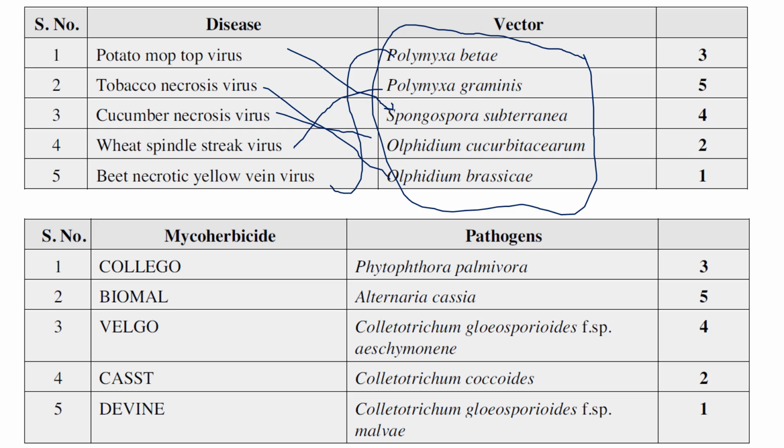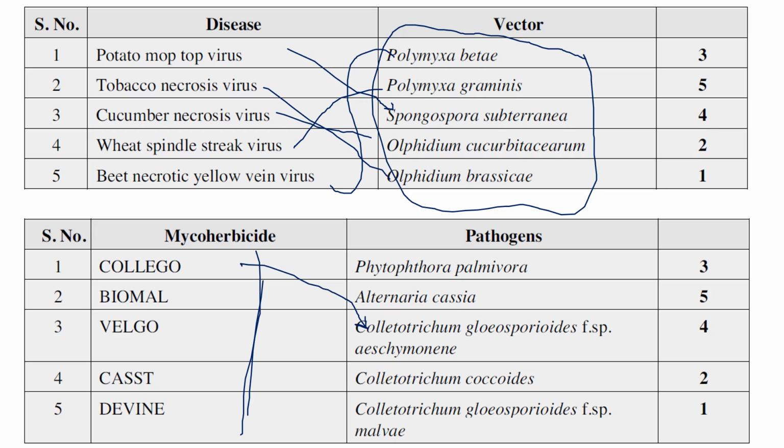Okay. The next one is the mycoherbicide. On the left is the mycoherbicide, on the right the pathogen from which it is isolated. Collego is the first mycoherbicide, but the first patented is Devine. The first mycoherbicide in the US is Collego, which was isolated from Colletotrichum gloeosporioides f. sp. aeschynomene. It's active against a weed species.